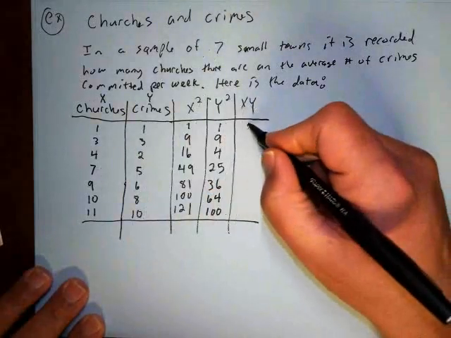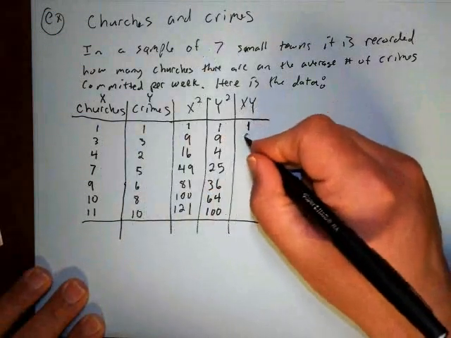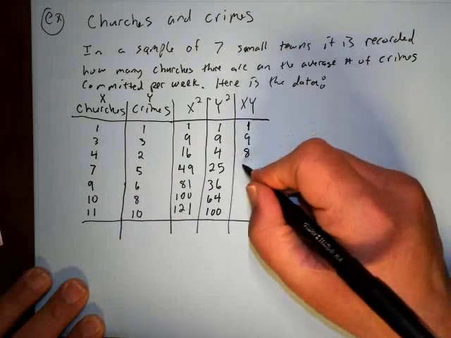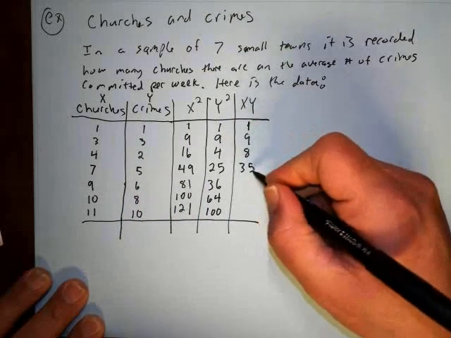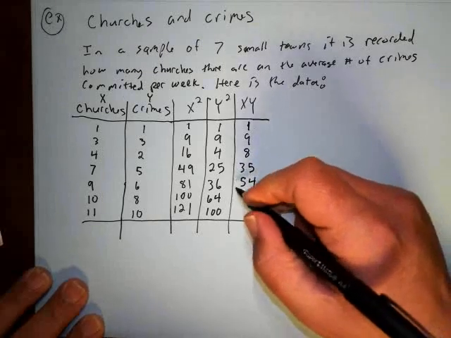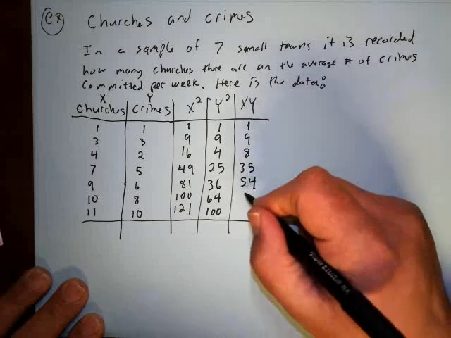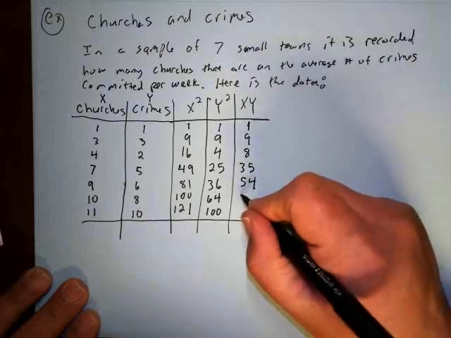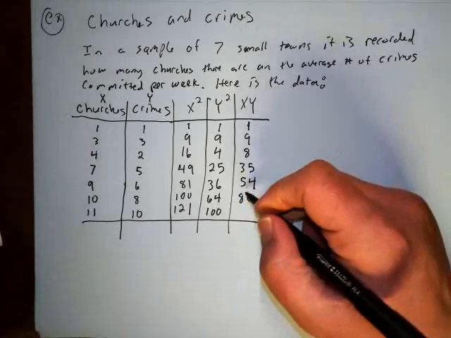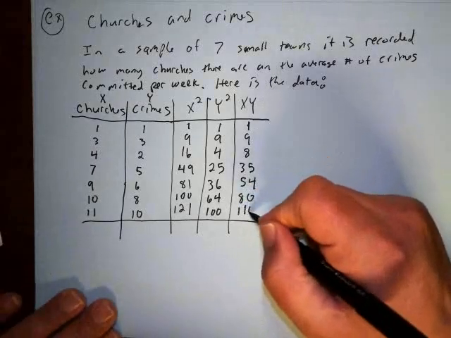So 1 times 1 is 1, 3 times 3 is 9, 4 times 2 is 8, 7 times 5 is 35, 9 times 6 is 54, 10 times 8 is 80, and 11 times 10 would be 110.